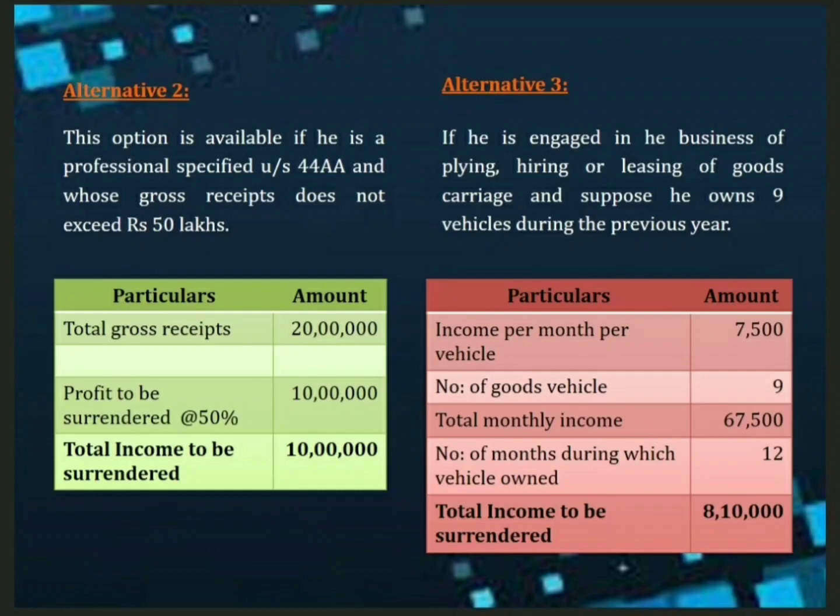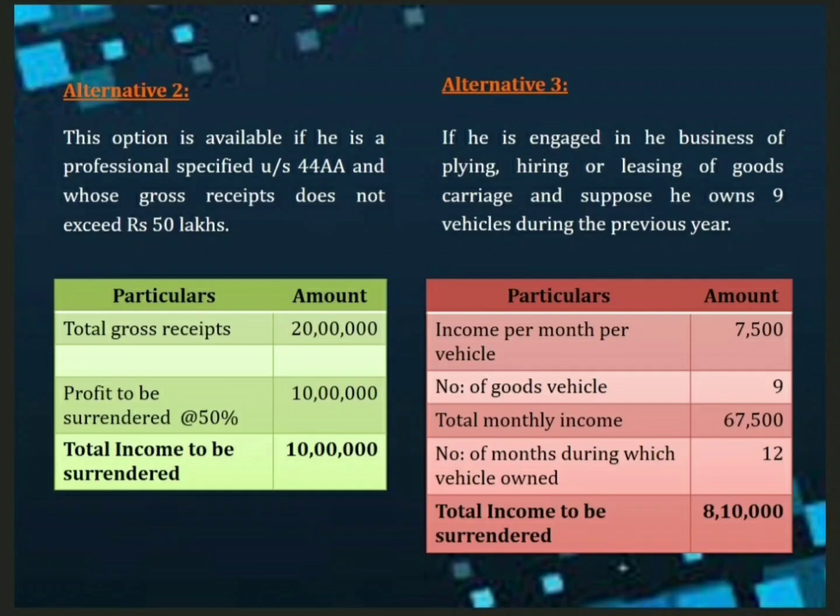Now, alternative 3. If he is engaged in the business of plying, hiring or leasing of goods carriages and he owns 9 vehicles during the previous year. Just check the eligibility criteria of 44AE. That is, the assessee should be engaged in the business of plying, hiring or leasing of goods carriages and he should own a maximum of 10 vehicles at any time during the previous year. Both the conditions are satisfied and hence the assessee is eligible to opt for 44AE.